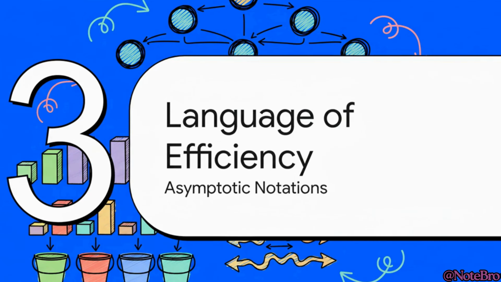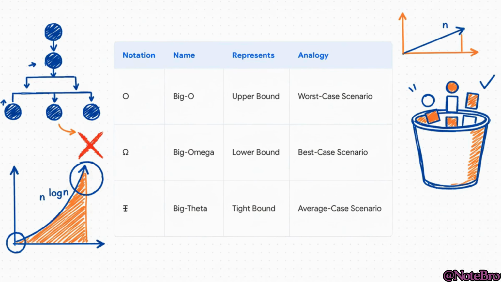This whole discussion about speed limits and best cases brings us to the formal language that computer scientists use to talk about all this stuff. To really understand performance, you've got to learn to speak the language of asymptotic notations. There are three big ones you'll see all the time. There's big O, which you've probably heard of. That represents the upper bound, the absolute worst-case scenario. Then there's big omega, which is the lower bound, or the best case. And finally, big theta, which gives you a tight bound, basically the realistic average case.